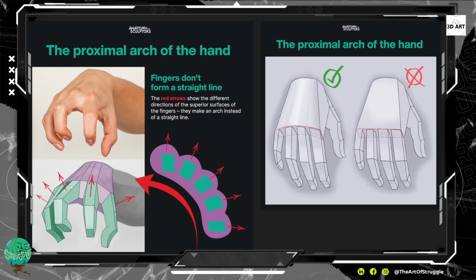If you guys can see, there's an arch right over here. There's an arch with the flats of the fingers pointing straight up, all right? Fingers do not form straight lines. The red arrows show the different directions of the superior surface of the fingers. They make an arch instead of a straight line, right? If you look at it, this is what you're seeing from the front view if they sliced it that way, with these tops being this top right here. And as you can see, there might be some flat surfaces, but even under these softer bits have their own articulation.